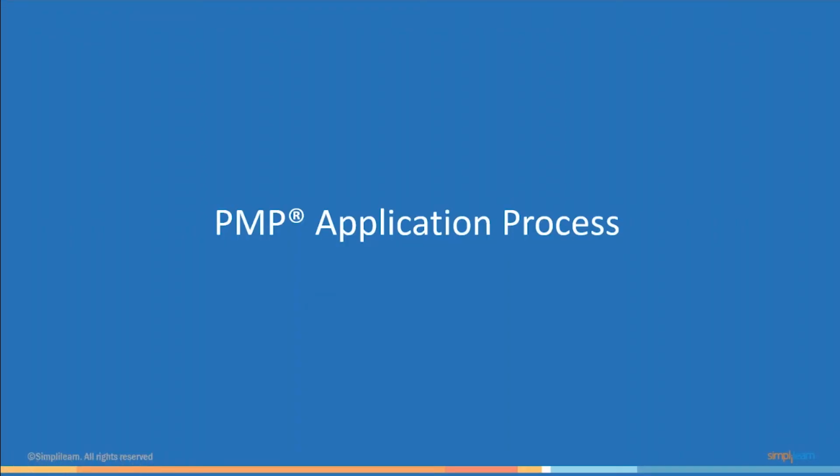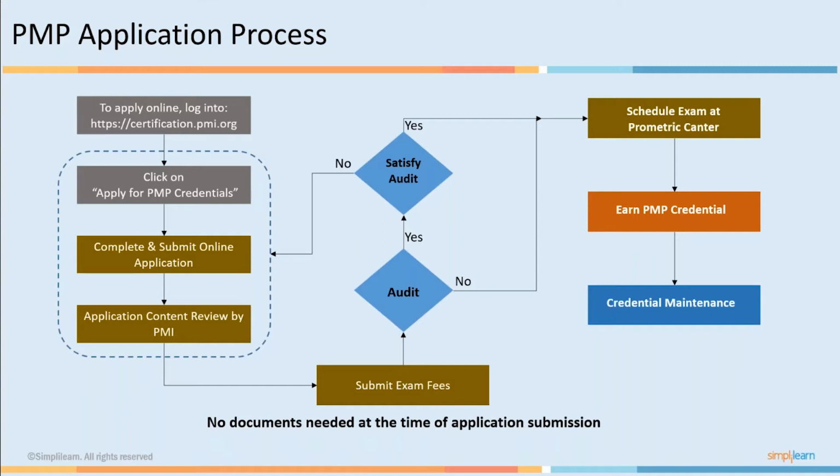Now let's move on to the next slide. Quickly have a look at the PMP application process. Whenever you are ready to kickstart your PMP journey, you need to go to this URL which is given here on pmi.org, and you need to click on this apply for PMP credential. And once you have reached there, you need to follow the process. I'm going to give you the screenshots in the following slides. You complete and submit that application online.